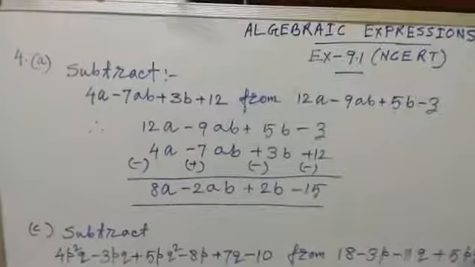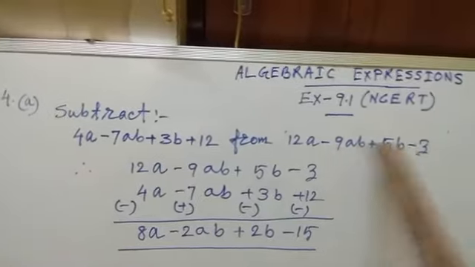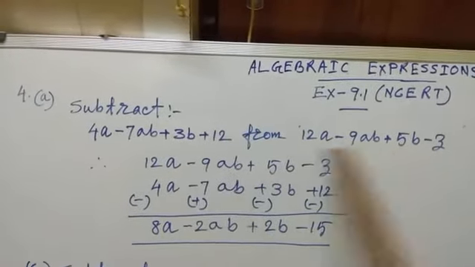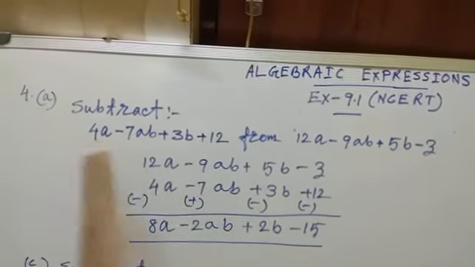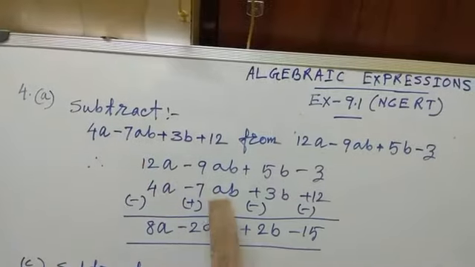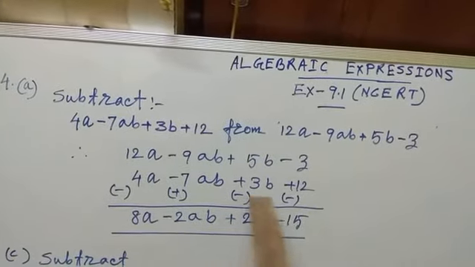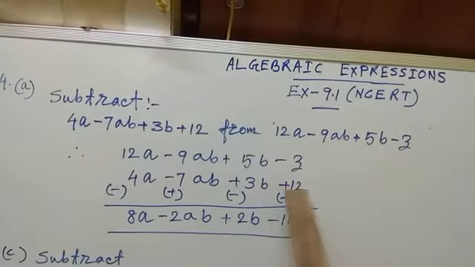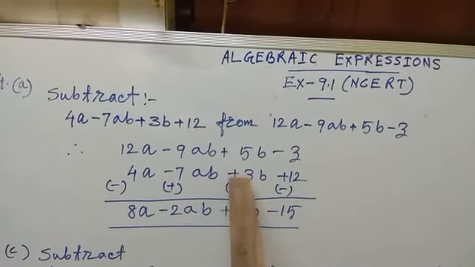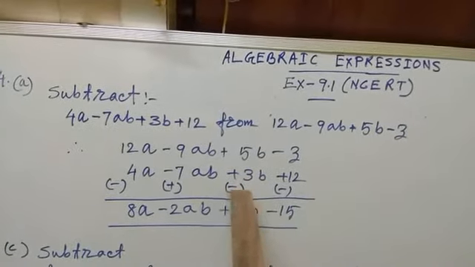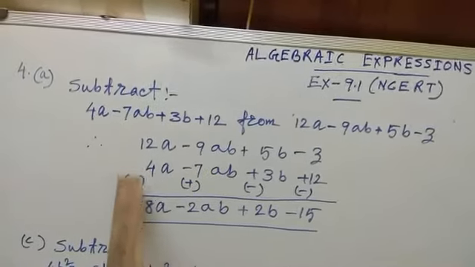Now question number 4. Subtract this expression from this expression. So first I write 12A minus 9AB plus 5B minus 3. In the second line, plus 4A minus 7AB plus 3B plus 12. Now change the sign of the terms in this row. So plus 12 becomes minus. Originally it is plus 3B, now it is minus. Originally it is minus 7AB, now the changed sign is plus.